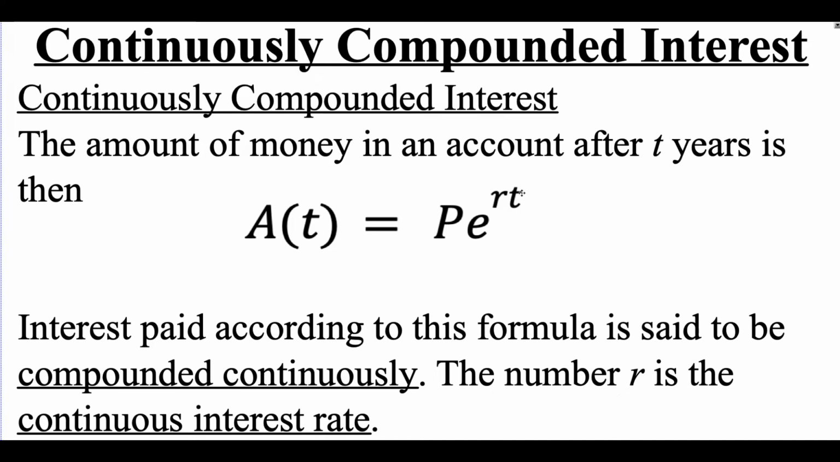So we say that interest paid according to this formula is being compounded continuously, and that R value rate we call the continuous interest rate.